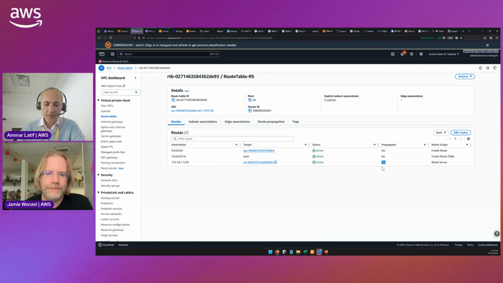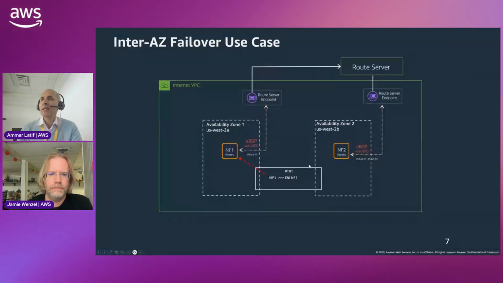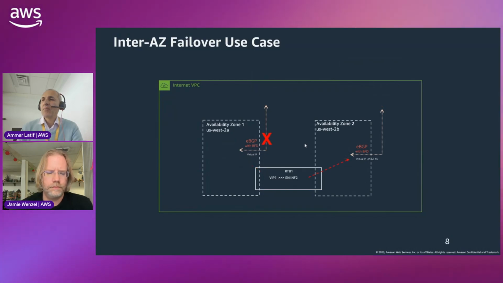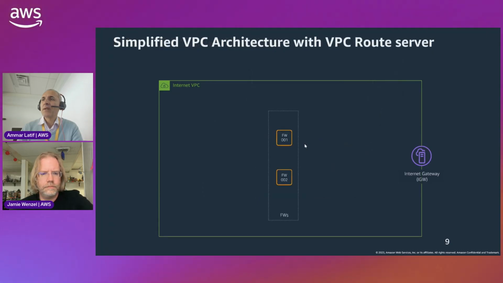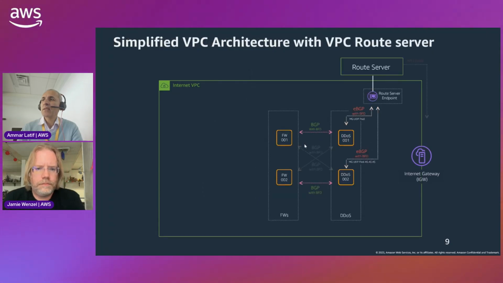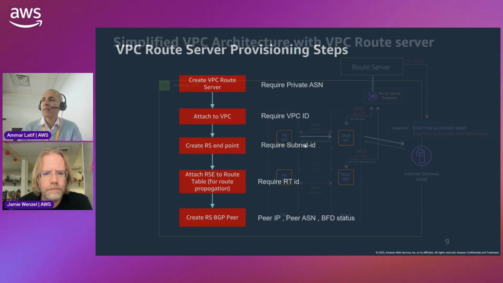All right. So just for the benefit of time, let's switch gears to one more topic, and then we can go back to the demo. We did this failover. Another use case where we see the route server used is this.